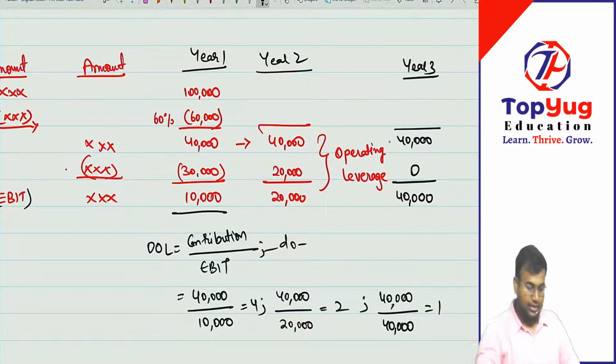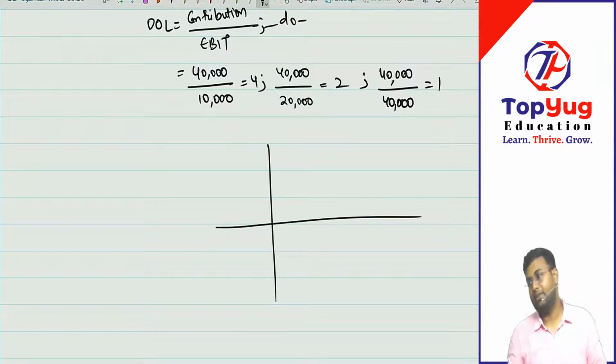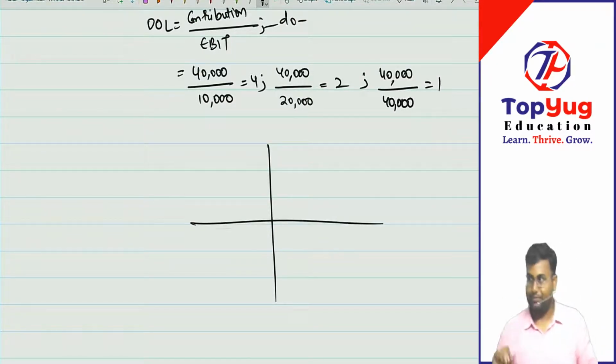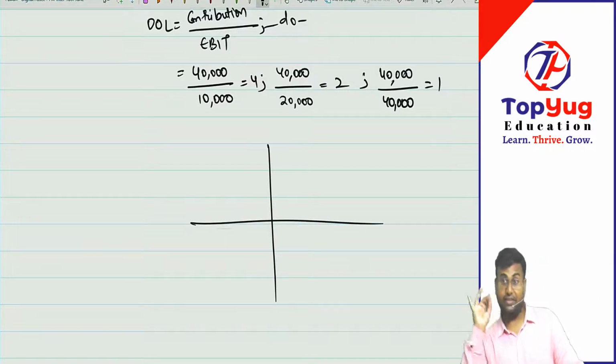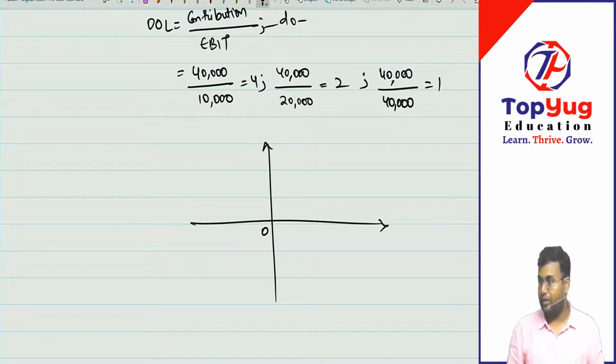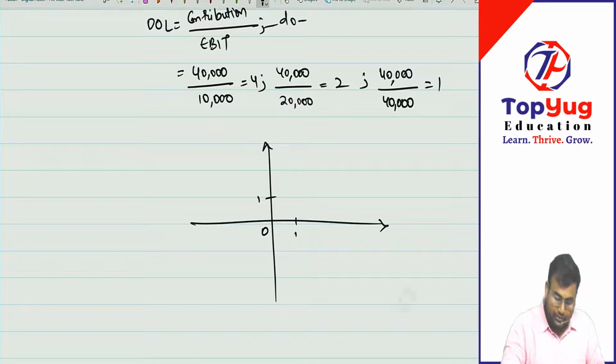Sure. Yes. Can you draw the x-axis, y-axis, please? No, you do not have to draw. I am drawing. Just see. Your job is to listen and understand. This is 0. This is, you can say EBIT, or you can say degree of operating leverage or whatever. So here 1 is there. X-axis, y-axis, 1. Right? So this is a curve.